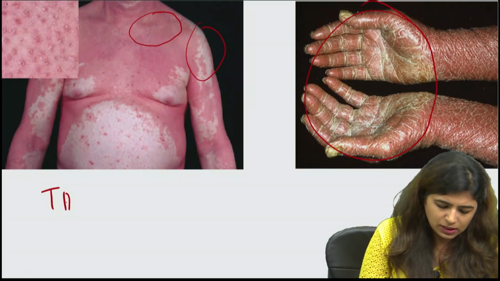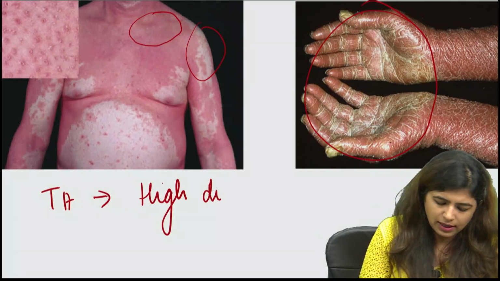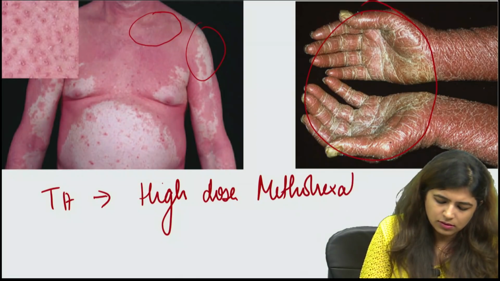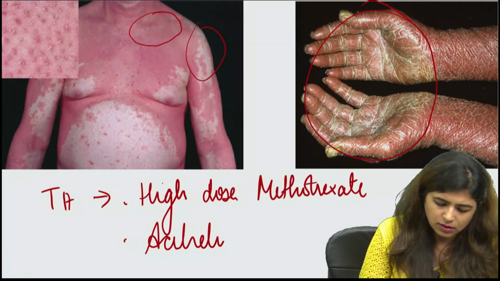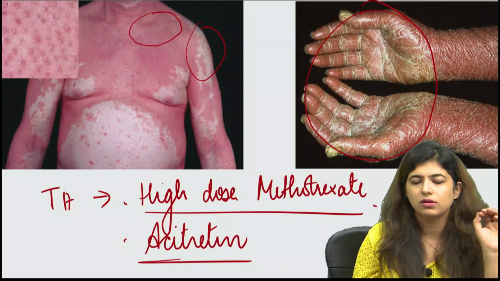What is the treatment? Treatment is high dose methotrexate or acitretin. These are the two treatment options for PRP.